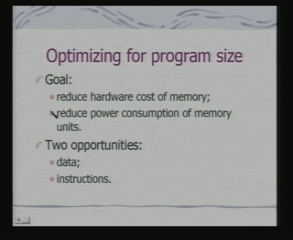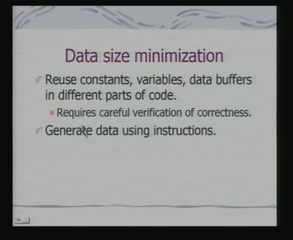So, if I optimize the program size, I reduce hardware cost for memory and reduce power consumption of memory units, because I shall be using a smaller number of memory units. Obviously, there are two opportunities to look at: data as well as the instructions. So, how do you reduce the data size? Here you use what we call the basic principle of reuse. Reuse constants, variables, data buffers in different parts of the code.